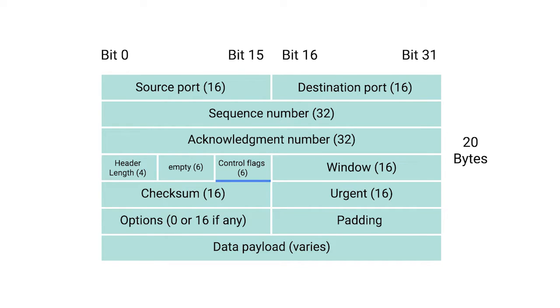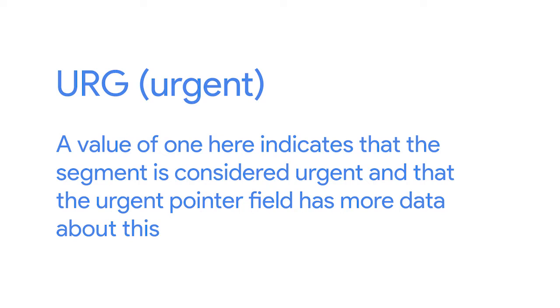We'll look at them in the order that they appear in a TCP header. Heads up, this isn't necessarily in the same order of how frequently they're set or how important they are. The first flag is known as URG. This is short for urgent. A value of 1 here indicates that the segment is considered urgent and that the urgent pointer field has more data about this. Like we mentioned in the last video, this feature of TCP has never really had widespread adoption and isn't normally seen.